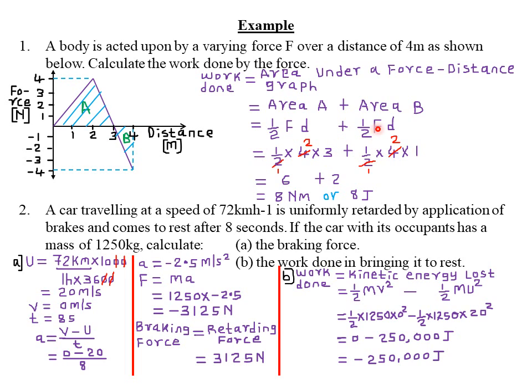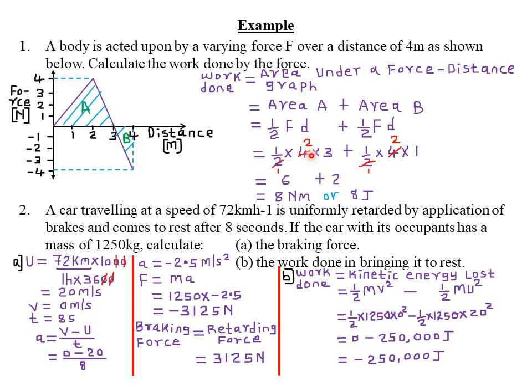Then the height for this particular case is the force from here up to the vertical position, that is 4. And you have said that when you are working out the work done, you ignore the negative. We are only interested in the magnitude, or the size of that particular force, and not the direction in which that force is acting. Therefore, our height is 4 Newton, then times the base. The base of triangle B is 4 minus 3, which gives you 1 meter.